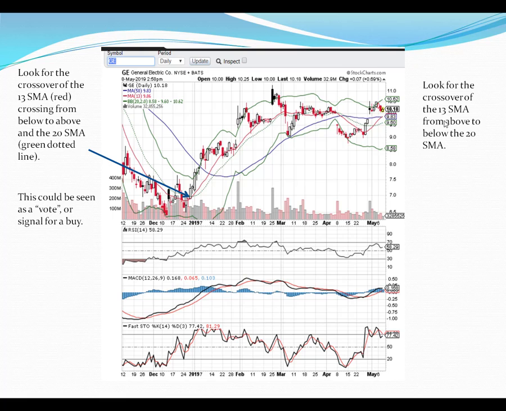Looking for the crossover of the 13-day moving average when it crosses going from above to below the 20-day moving average, which occurred about here. This is an indication of a potential sell. So if we'd bought the stock here, let's imagine we'll follow this price over here.